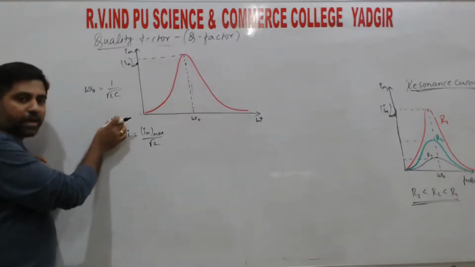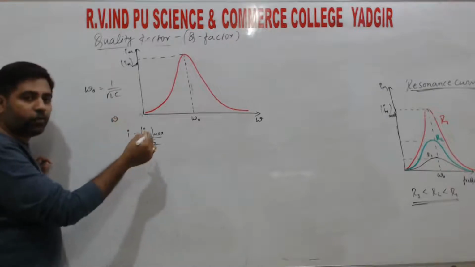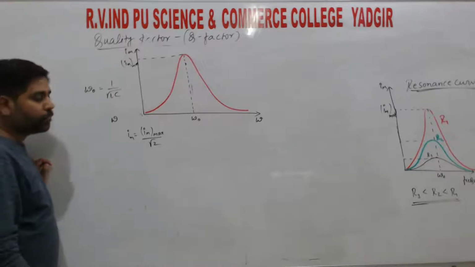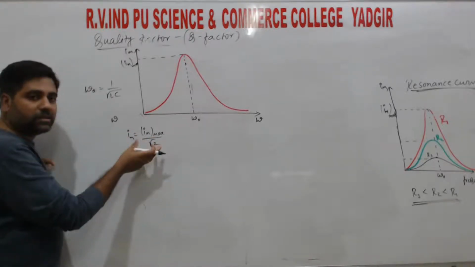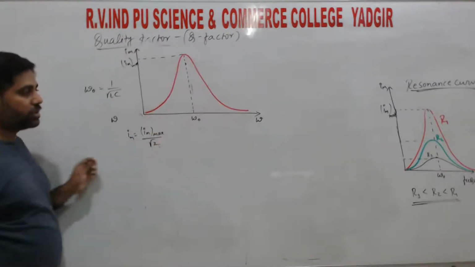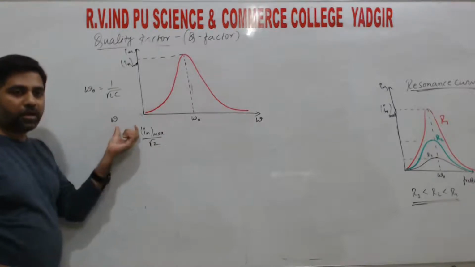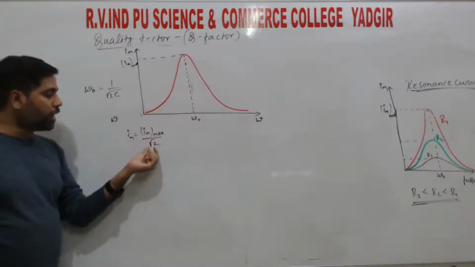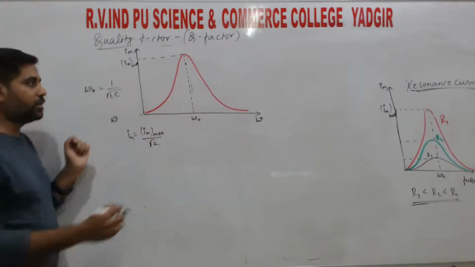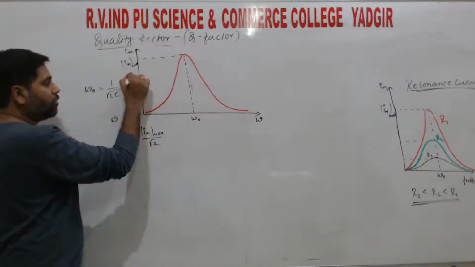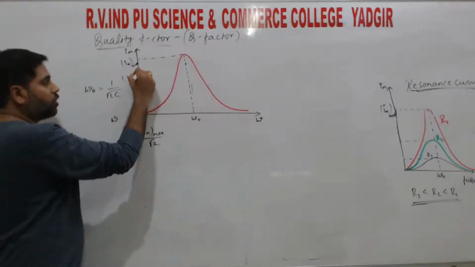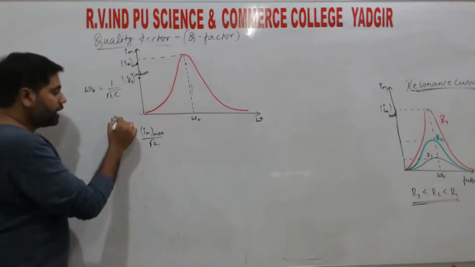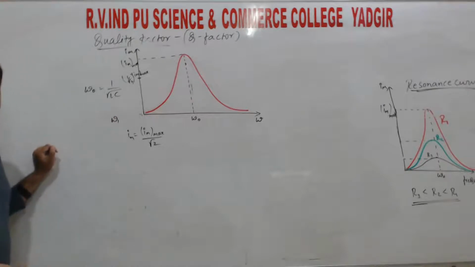For this frequency, the current flowing in the circuit should be equal to I maximum by root 2, right? So considering this situation, I am sending some frequency to the AC voltage such that the current in the circuit will be 1 by root 2 times its maximum current. Somewhere here I am getting 1 by root 2 times its maximum current, right? That we take as omega 1.